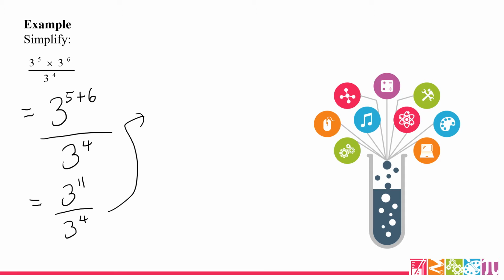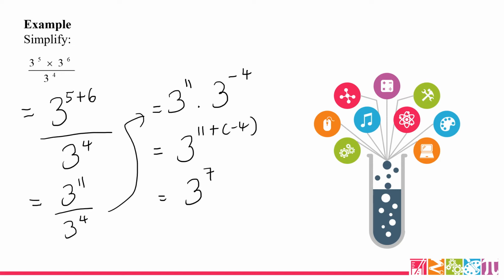Next, we change the operation from divide to multiply. 3 power of 11 times 3 power of negative 4. Next, refer to the rules of indices. 3 power of 11 plus negative 4. So, 3 power of 7.